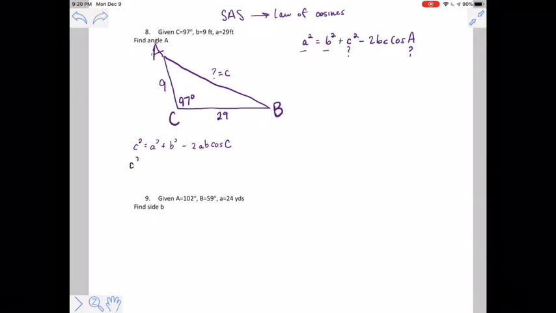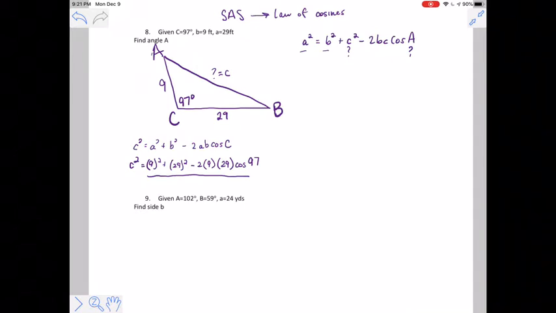All right. C squared equals A squared plus B squared minus 2 times A times B times the cosine of C. So in a calculator, if we were to put this whole mess into a calculator, we have 9 squared plus 29 squared minus 2 times 9 times 29 times the cosine of 97 degrees. Make sure you're in degree mode, not radian mode. And let's see what we get here.